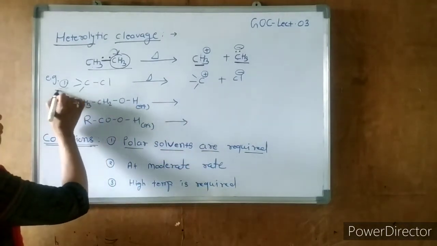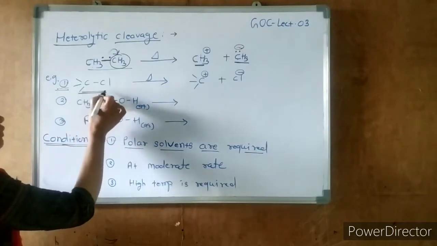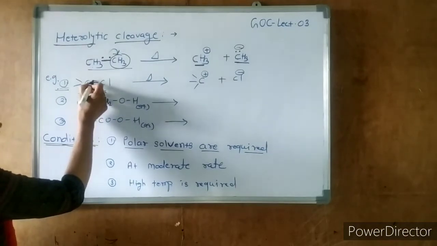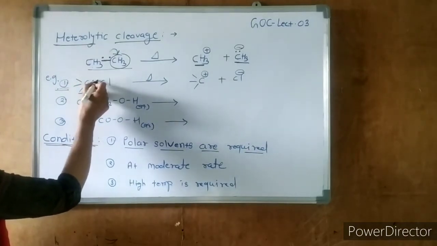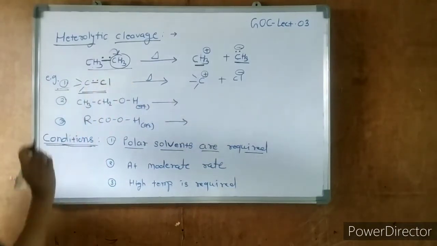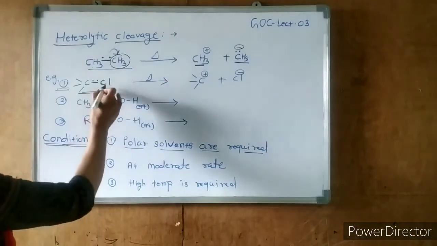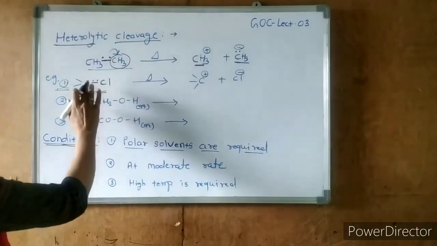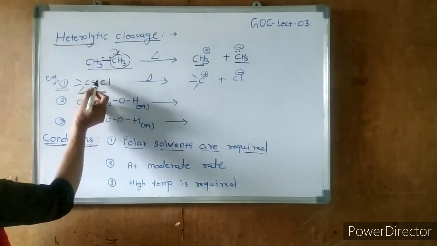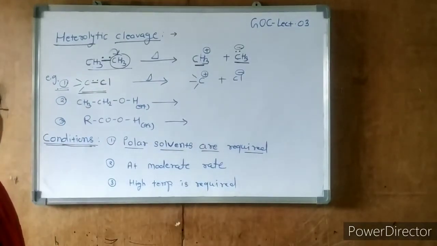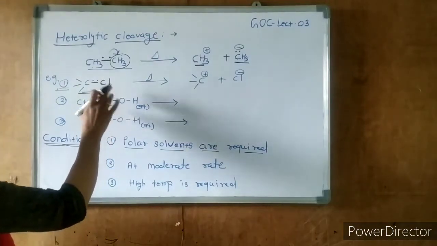Suppose this is the example. Here is a chlorine compound. Here the bond again has 2 electrons, and the electronegativities of chlorine and carbon are different. The electronegativity of chlorine is higher than that of carbon. That's why both the bonded electrons get attracted by the chlorine, because chlorine is more electronegative than carbon.